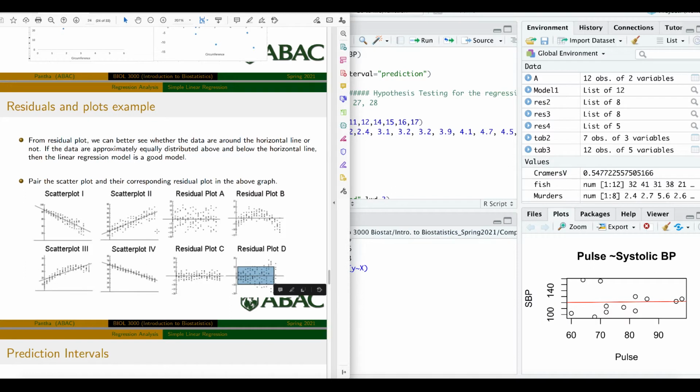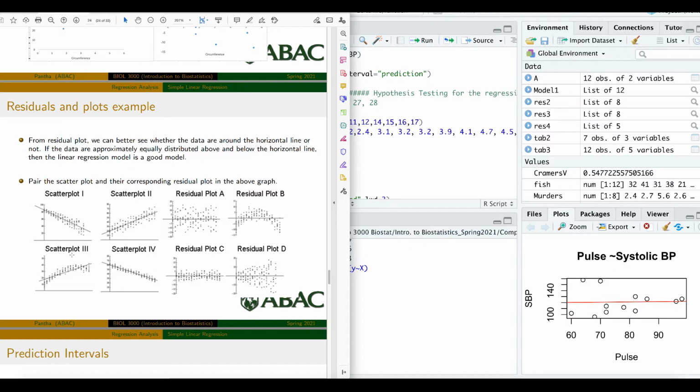Now scatter plot II, let's talk about that. The spread is almost the same everywhere, but you see that the spread is more than IV. So II must be A, because it is linear, close to the line everywhere, and the spread is the same everywhere, but it is more scattered. This II belongs to A.